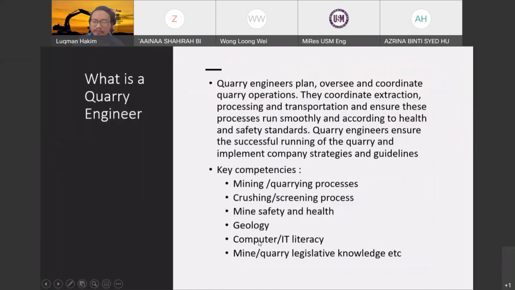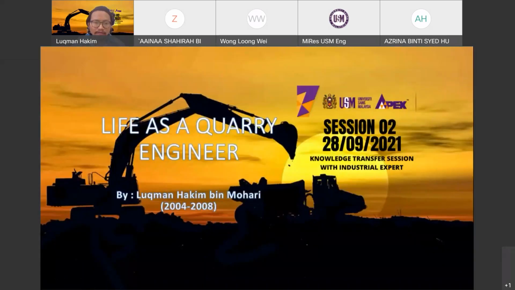Nampak ya? Boleh. Okey, sebelum tu saya perkenalkan diri saya dulu. Saya Luqman Hakim bin Mohari. Saya mula belajar di USM dalam bidang sumber mineral pada tahun 2004 dan graduate alhamdulillah tak extend, 2008. Sebab ada juga kawan-kawan kita yang extend, menunjukkan yang course ni pun bukan mudah sebenarnya untuk habis. So alhamdulillah saya graduate with honours in 2008.